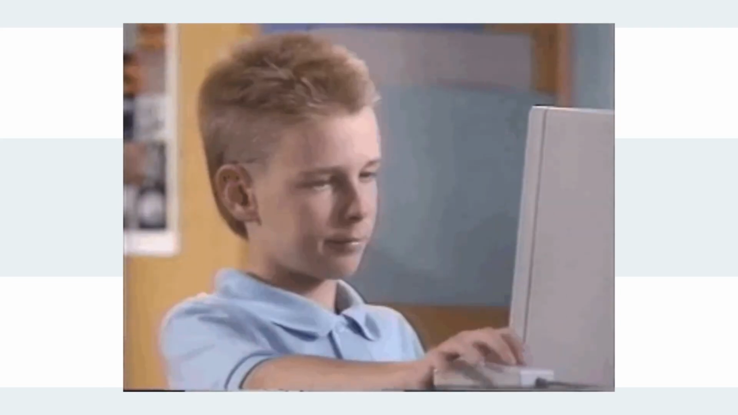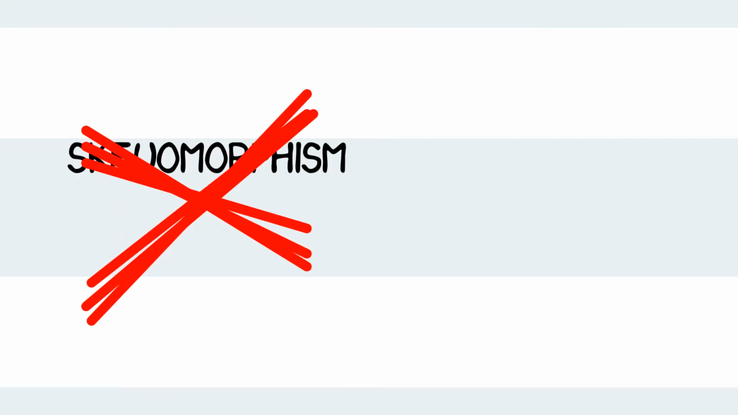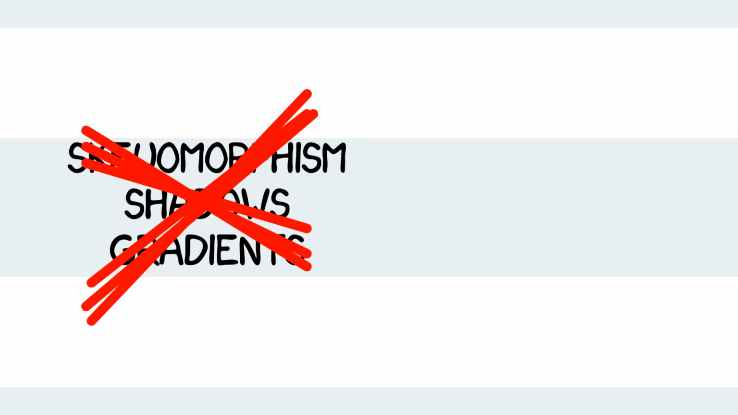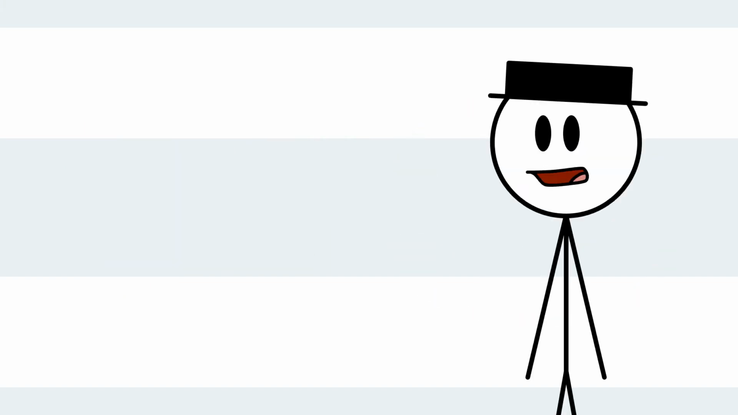Users had grown to understand user interfaces to the point where they didn't need to emulate their real-world counterparts anymore. This enabled graphic designers to experiment with phasing out skeuomorphic designs, shadows, and gradients in favor of flat designs and abstraction. Logos and icons became flatter, brighter, simpler, and more interpretive.